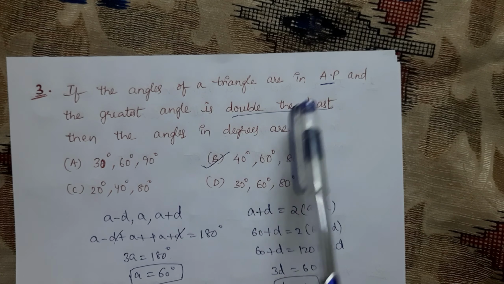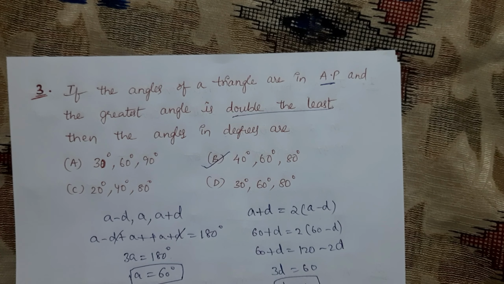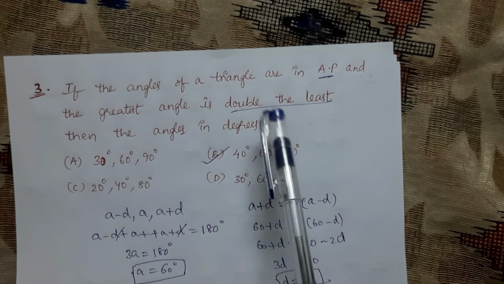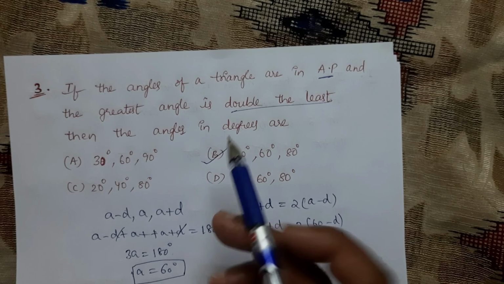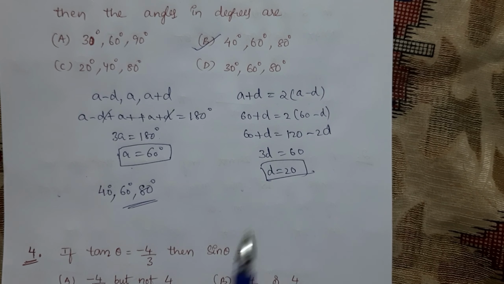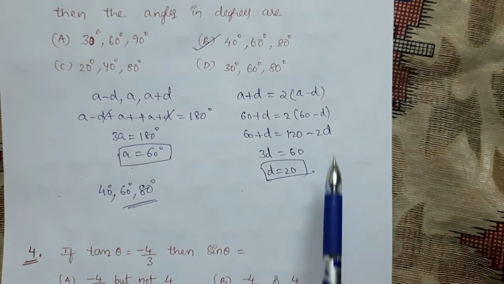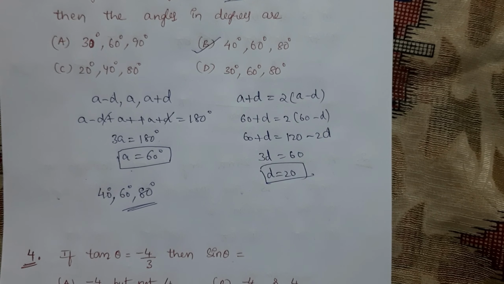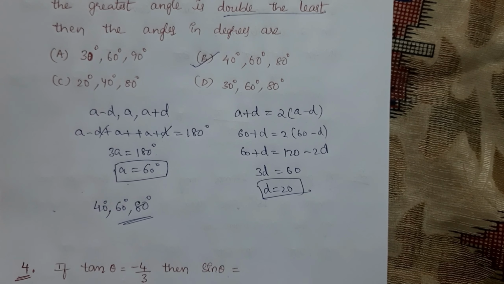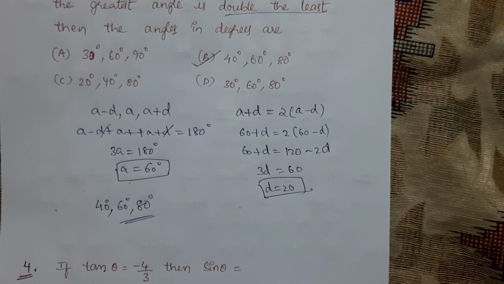If they give GP instead of AP, then we take the terms as a by r, a, and a r, and use that condition. And remember the second condition. Based on those two, we can find the a value and d value. Here in AP we will find the d value. In GP, we will find the r value. Based on those two, we will find the required angles.